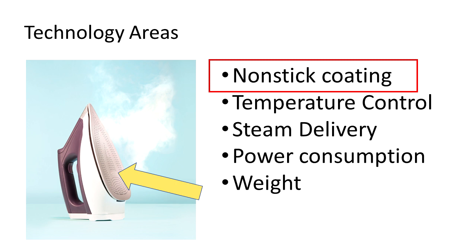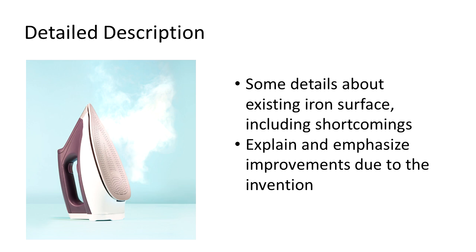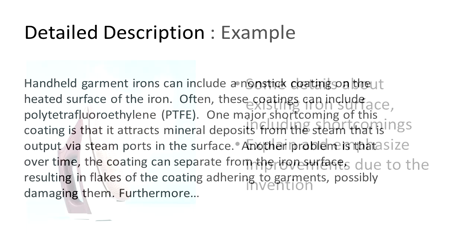We usually don't need to get super detailed in the other areas of the iron that are not relevant to the invention. So in the detailed description section, we can go into some details about the existing prior art iron surface and include the shortcomings or disadvantages that we are trying to solve with our invention. And note that in the slides that follow, this is not a real invention. We are just trying to show the style that we might use to introduce our invention.